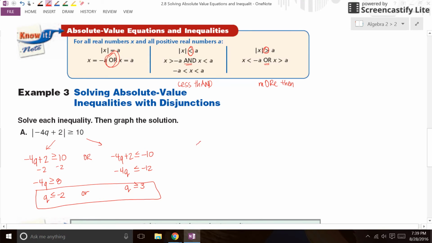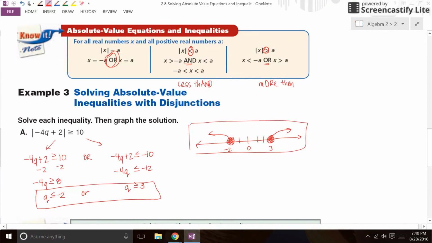Now I can make this "or" problem. They wanted me to graph it. So the answers to this very difficult problem are negative 2, negative 1, 0, 1, 2, 3. And for q, let's do q is less than or equal to negative 2. That's a filled in circle and less than that. And q is greater than or equal to 3. Filled in circle and greater than that. And there's your answer for your graph.